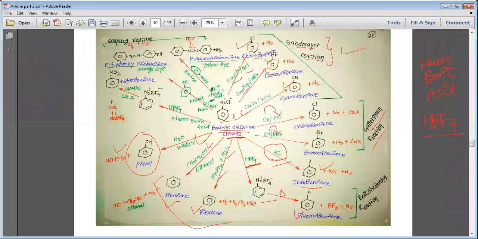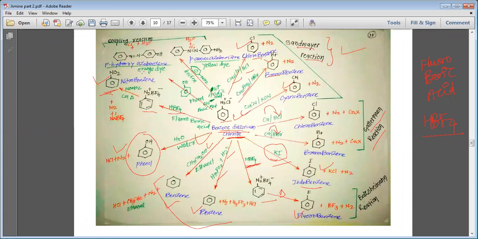In the same way, my dear students, if we want to get nitrobenzene, we need to take benzene diazonium chloride and allow it to react with HBF4. This HBF4 will give us benzene diazonium fluoroborate. This benzene diazonium fluoroborate, when it reacts with NaNO2 plus copper, finally gives us nitrobenzene. So you can see that such a huge number of products we can produce.